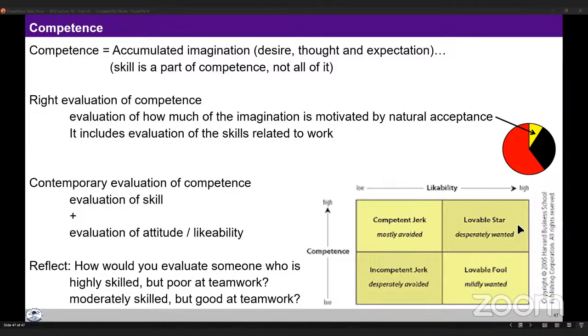So we'll have to see whether we can just paste some studies just like that. We'll have to understand that in UHV, when we are talking about competence, what exactly we are saying is the accumulated imagination, desire, thought, and expectation. And definitely, skill is a part of this competence, not all of it.